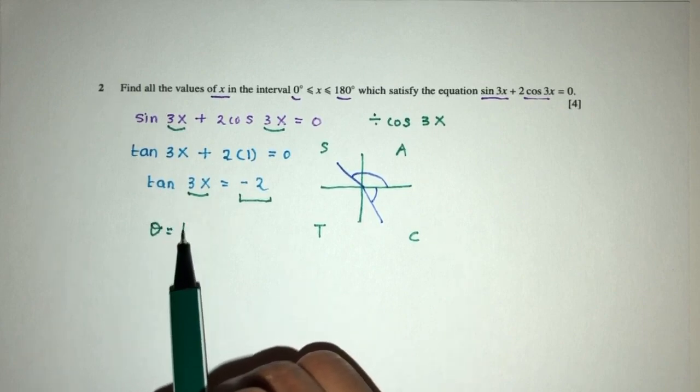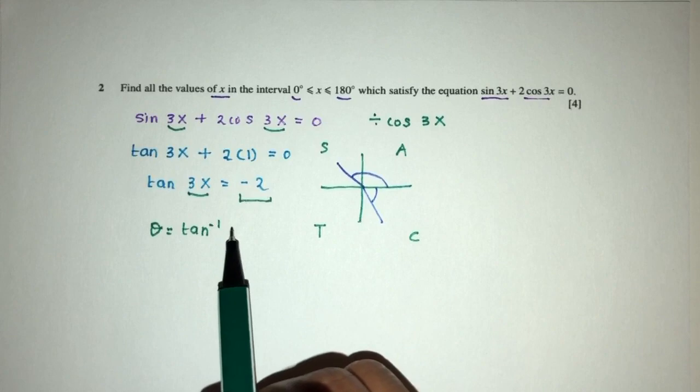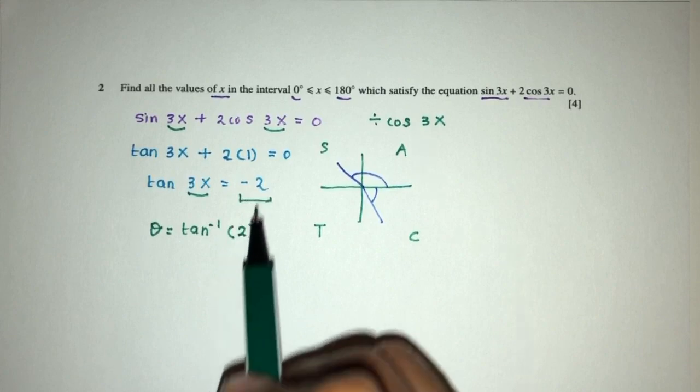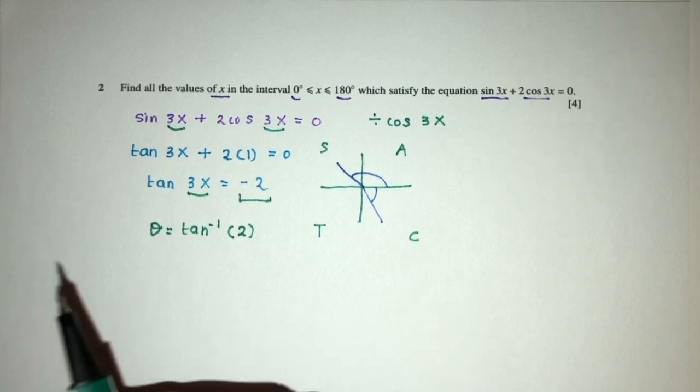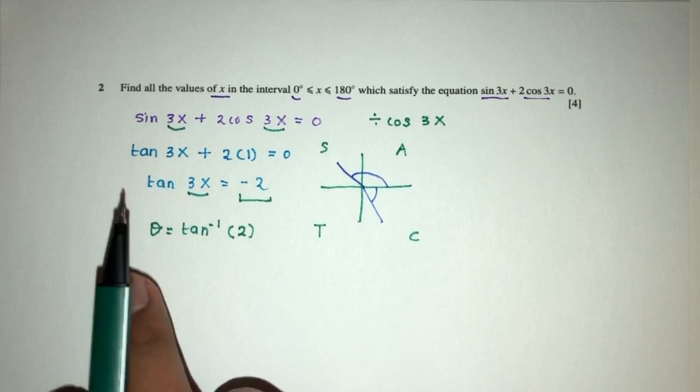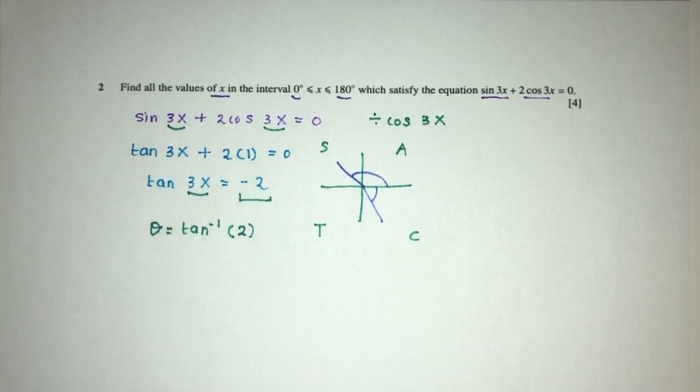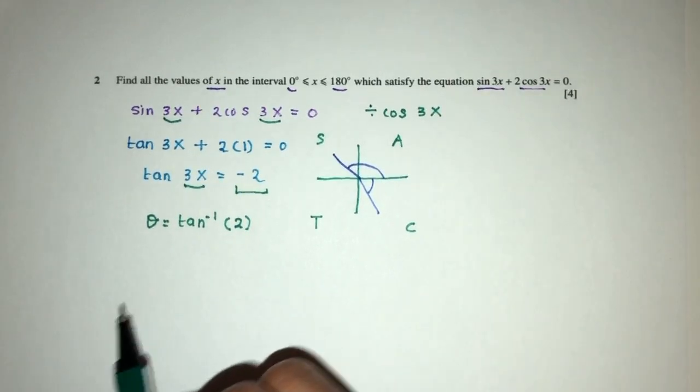Theta will be tan inverse of the positive value that we have over here. Now again, theta is not a real angle. It is just a prop that I'm using right now to help me eventually find the correct angle. I only do this because it is negative. I don't like to proceed directly. That is my personal preference in this case.